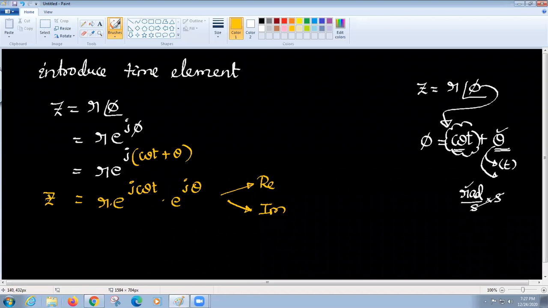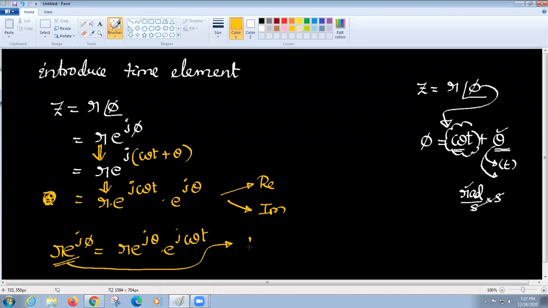So what I have for this: I'm doing everything for this, r into e power j theta equal to this, and this became this one. So finally, r into e power j phi is r e power j theta and e power j omega t. I will try to find out the real part of r e power j phi, and also I want to find the imaginary part of r e power j phi.